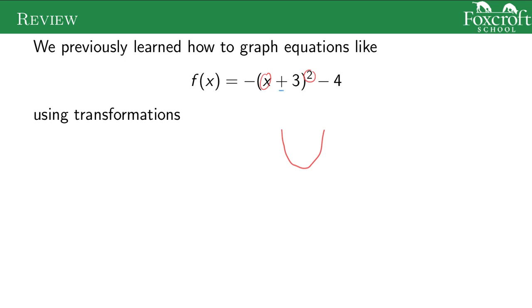And then this plus 3 here is going to move it left 3. This minus 4 here is going to move it down 4. And this negative sign here is going to flip it the other way. All right, so my final graph is that yellow graph there.